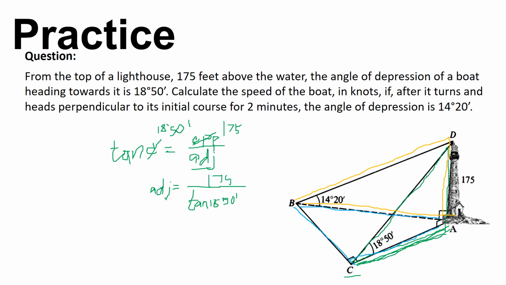So in short, you have adjacent side is equal to 175 divided by tangent 18 degrees 50 minutes. So if you solve that in your calculator, you will get 513.08048 feet. Or initially, the boat, before it made the turn, is 513 feet away from the lighthouse.